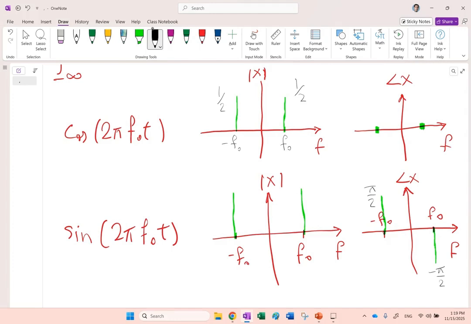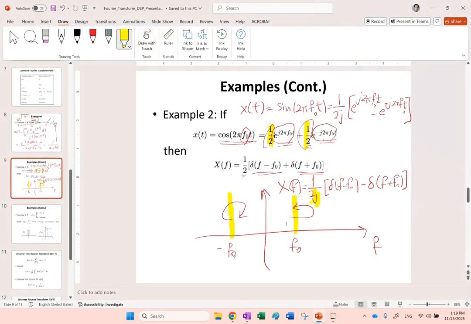And where do they come from? Well, they come from this definition, 1 over 2j. What I can do is multiply both numerator and denominator by a j, right? And now you know j squared is -1, so you can also write it as negative j over 2, right? And if you multiply it out, it's going to be negative j over 2 times delta of f minus f naught, and positive j over 2 times delta of f plus f naught.